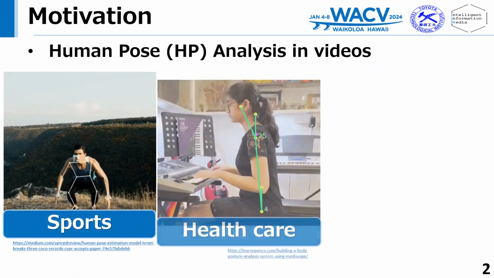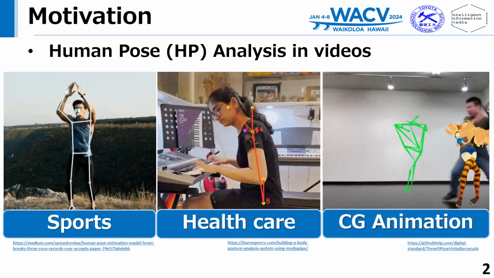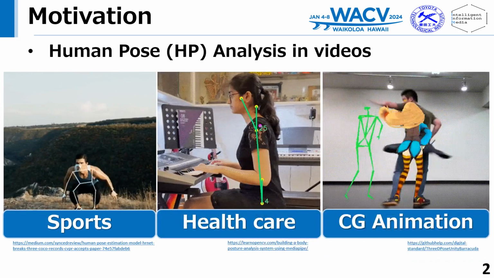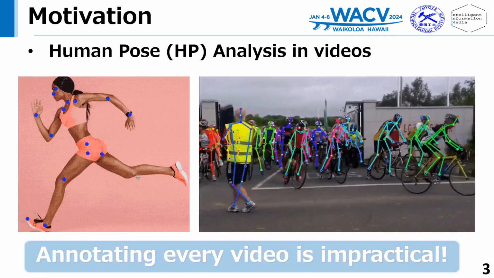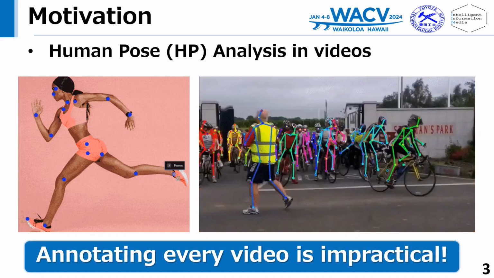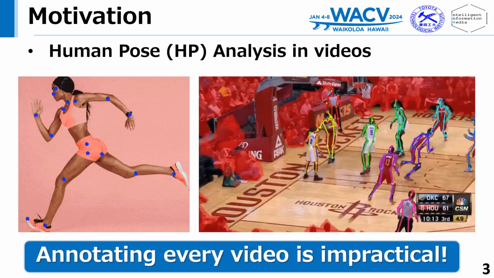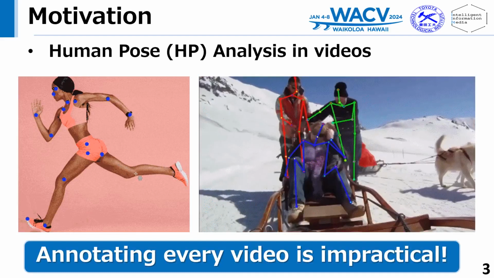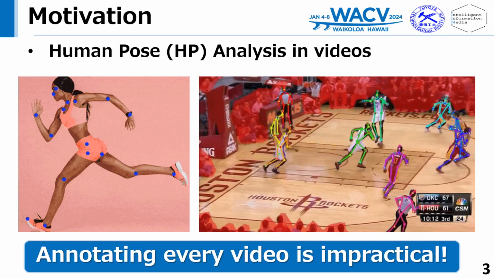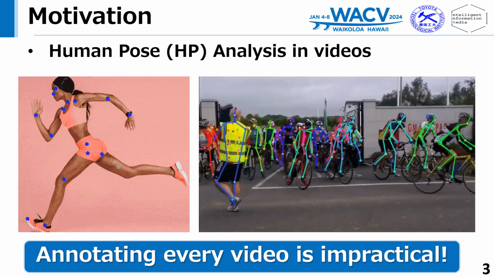The human pose analysis in videos has many applications such as sports analysis, healthcare, CG animation, and so on. To analyze human poses, humans manually annotate correct key point locations in each video. However, when the query video is capturing multiple people, manually annotating every video is impractical.